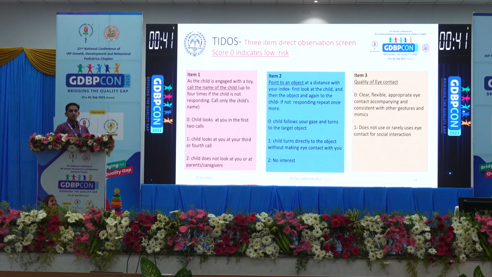And the third one is your observation of the eye contact during the child's interaction. Spend 5 minutes playing directly with the child. Spend some minutes observing how the mother interacts with the child. Based on that, what is the quality of eye contact? Does the child establish very good, flexible eye contact between persons, and between object and person? All these can be assessed. So just by assessing these 3 items, if the child scores 0 on all of them, it is low risk.